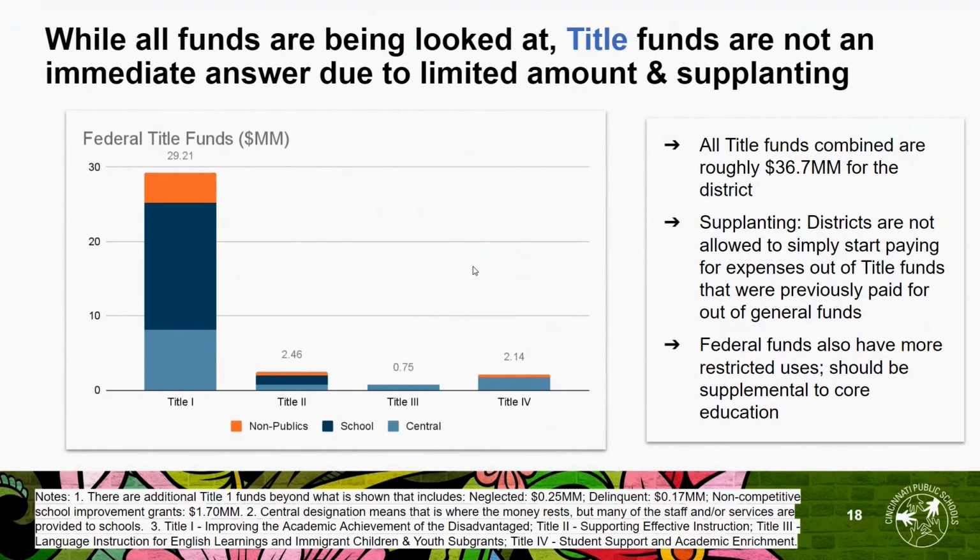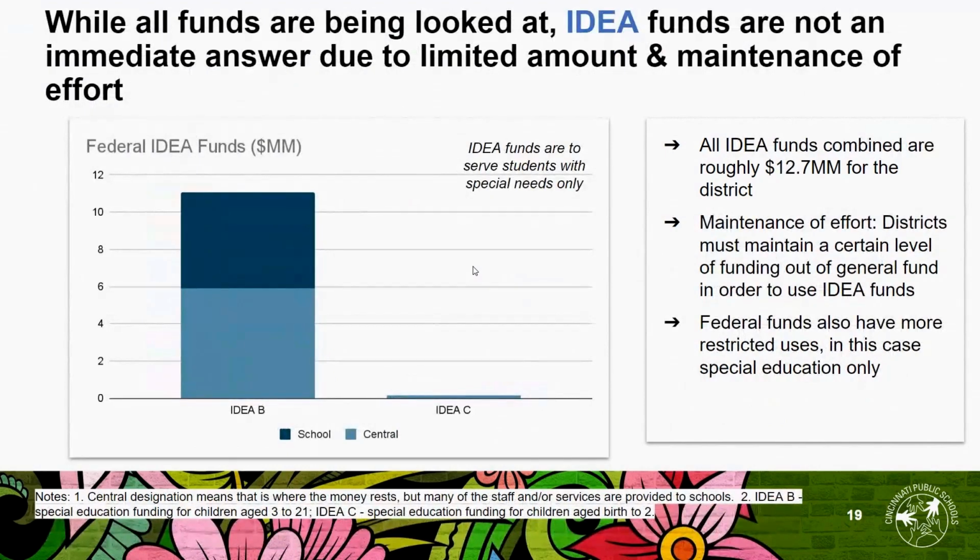We just wanted to frame and be clear about how much we have and that they aren't just completely fungible, and we can't move them around. The other thing to keep in mind here is they're also currently paying for a lot of things. So many supports and services that we have right now in our schools are being paid for out of these Title funds. So if we want to do something differently with them, we then likely have to forego what they're currently doing. Same concept on the next slide, which is our federal IDEA dollars.